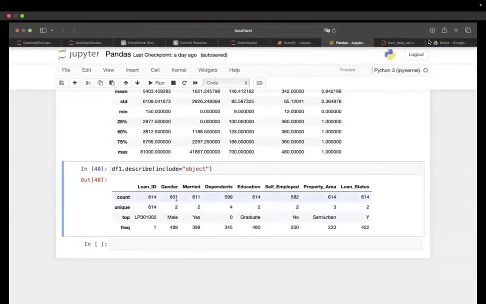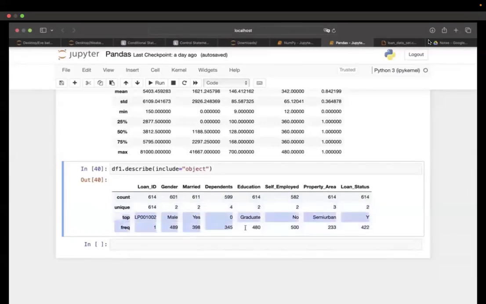Okay. Gender. It is telling me that we have overall 601 entries and out of 601 entries, two of them are unique. We understand that we only have two entries, male and female, in the gender. That's why the two is written here. Married, 611, of course. Yes and no. Dependents, 4. Of course, 0, 1, 2, 3 plus. Education, yes. Graduate, not graduate. Self-employed, yes and no. Property area, semi-urban, urban or rural, 3 types. Loan status, yes or no, 2.